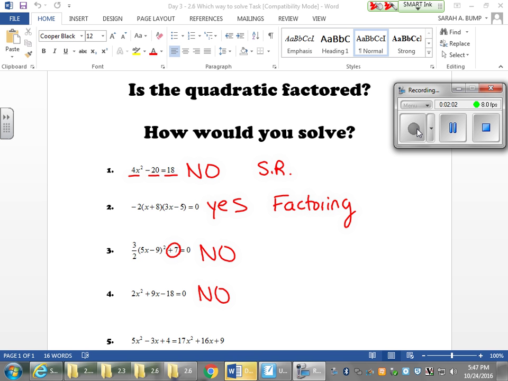Number 3 is in vertex form, so you would also solve by square roots. Move the 7, get rid of the 3 halves, square root both sides, and then deal with the 5 and the 9 inside the parentheses. And the last one before I scroll down, we have it in standard form, so trinomial. You could either attempt to factor that by guessing and checking your factors and setting them equal to 0, or if factoring is not working, then you could go ahead and try the quadratic formula. I'm going to scroll down and talk about the last couple.